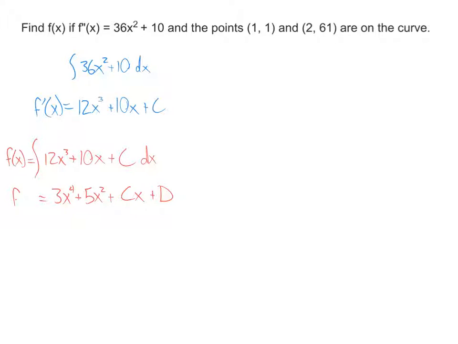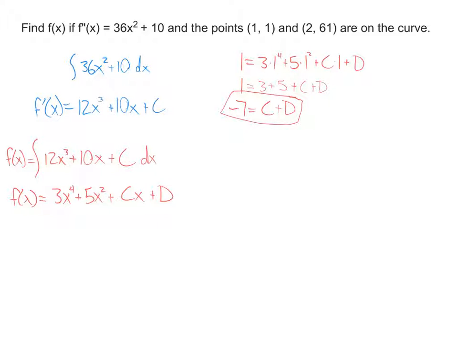So check this out. This is f of x. I know that when x equals 1, our function equals 1. So 1 equals 3 times 1 to the fourth plus 5 times 1 squared plus c times 1 plus d. If we simplify this, we get 1 equals 3 plus 5 plus c plus d. So that's an 8, so negative 7 equals c plus d. There's one of our equations for our system.